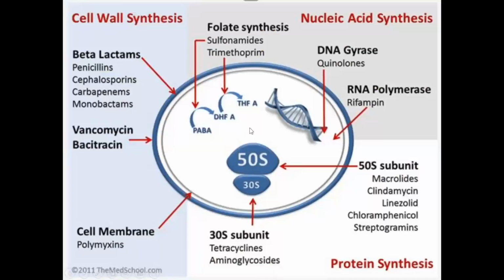Next, we go to mechanism of action. So, which affect the cell wall synthesis? Cell wall synthesis, your beta-lactam drugs. Your penicillin, cephalosporin, carbapenem, and monobactam. Vancomycin. And cell membrane effect is polymyxin. Polymyxin effects the cell membrane. Beta-lactam, vancomycin act at your cell wall. Folate synthesis, which is involved in your DNA, involves sulfonamide and trimethoprim. Nucleic acid synthesis. Your nucleic acid synthesis has folate, DNA, and RNA polymerase involved. Which inhibit your DNA enzyme is quinolone.